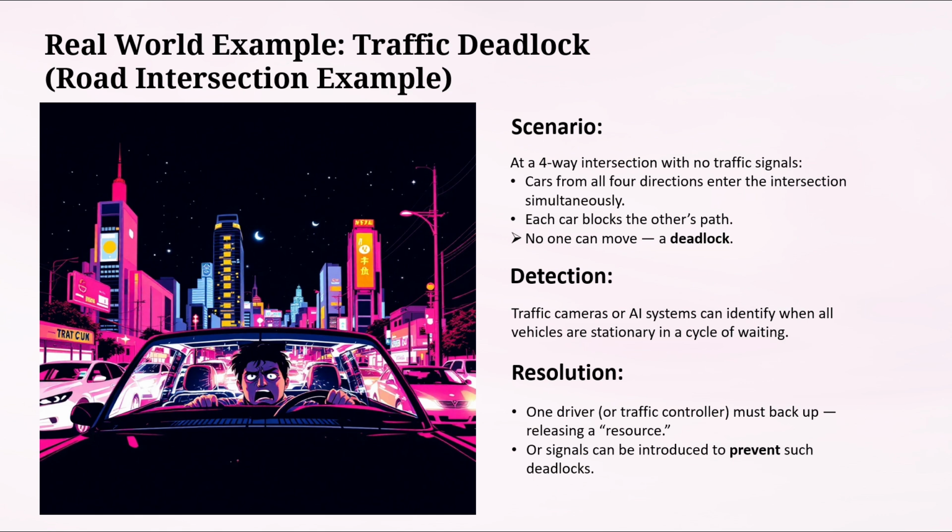In computing terms, each car represents a process, and the road space is the resource being used. A deadlock can be detected if traffic cameras or sensors notice that all cars are waiting and none are moving. To solve it, one car needs to reverse or a traffic controller can intervene. Adding proper signals later helps prevent such deadlocks from happening again.